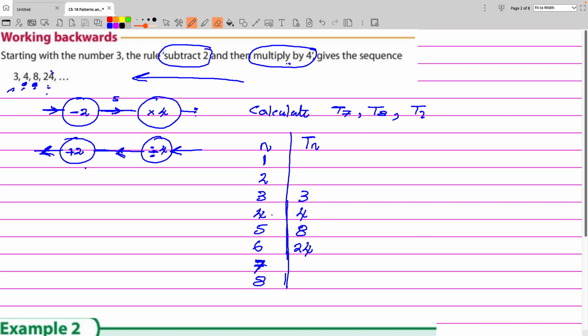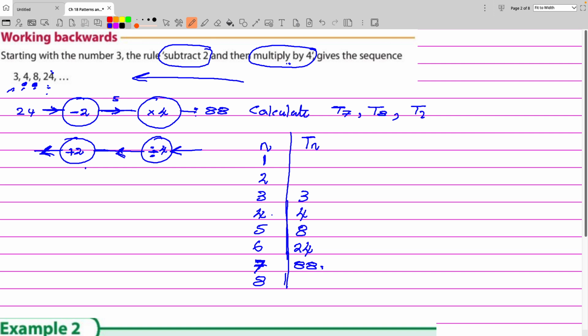Subtract 2. God, you are not going to forgive me in a hurry. And what did the calculator give you? 88. And now you do the same thing for 88. You subtract 2.